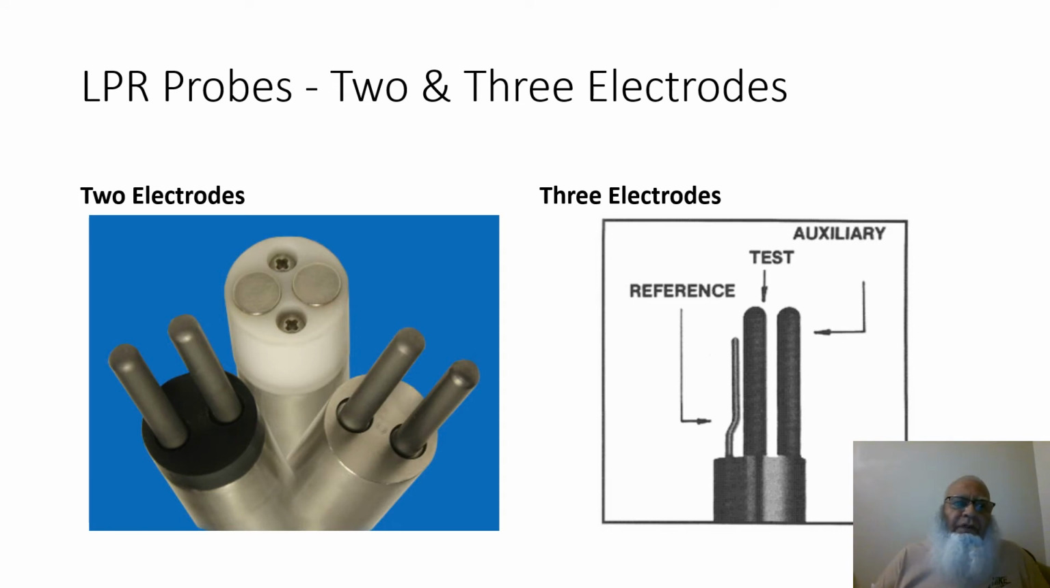This slide shows how these LPR probes look. On the left you have the two electrode LPR probes, the two cylindrical electrodes or the two disc electrodes. The disc electrodes you can install flush in the system. Then there are the three electrodes: a test electrode, an auxiliary electrode, and a reference electrode. The three electrode system is used where the conductivity is low.